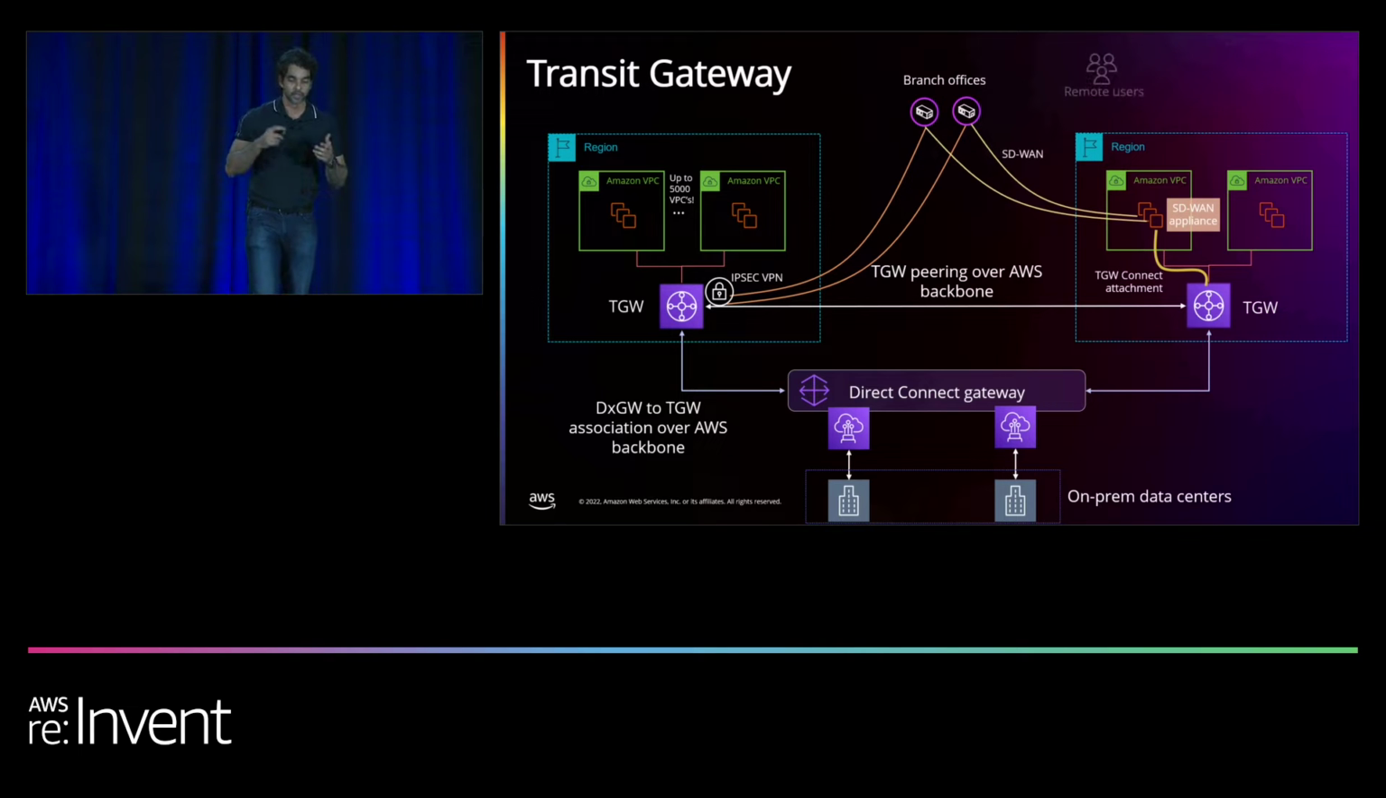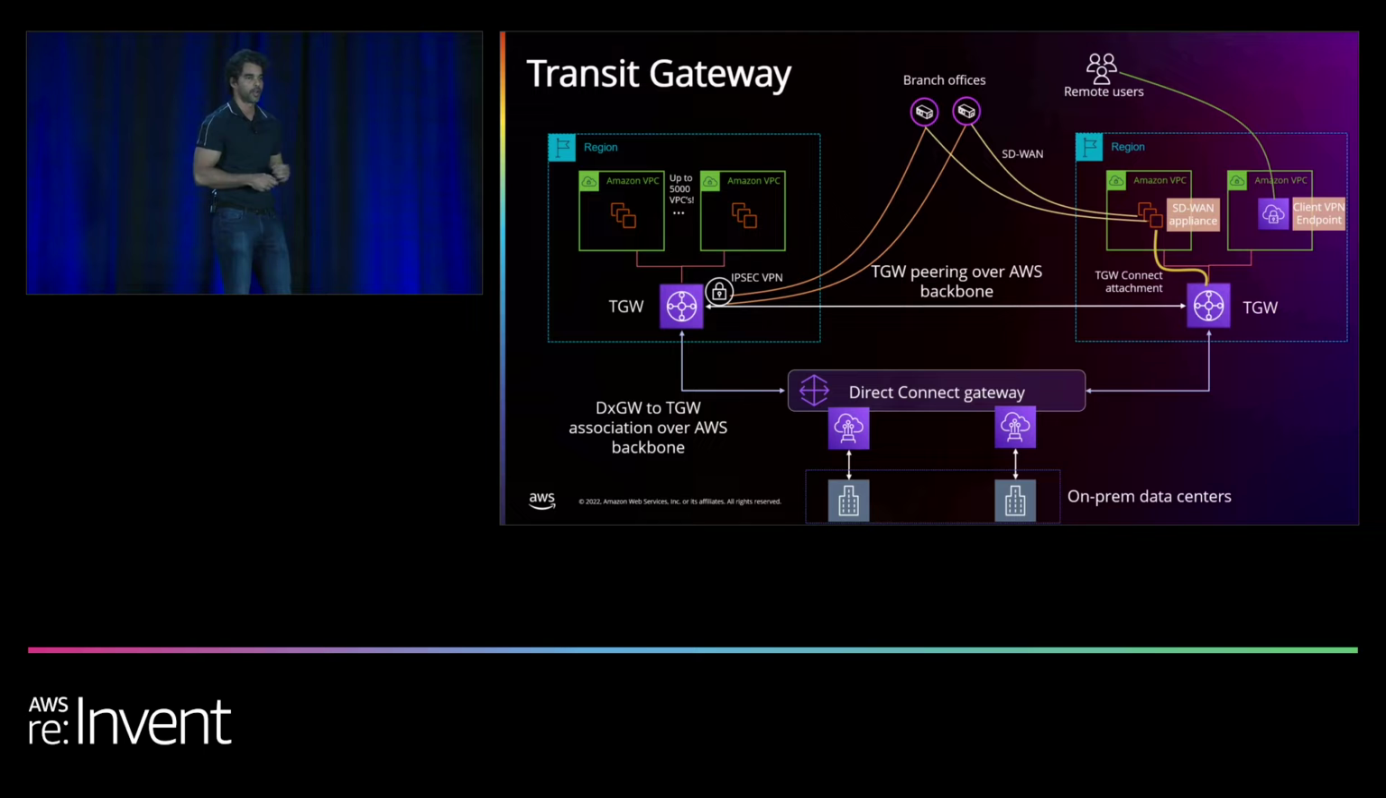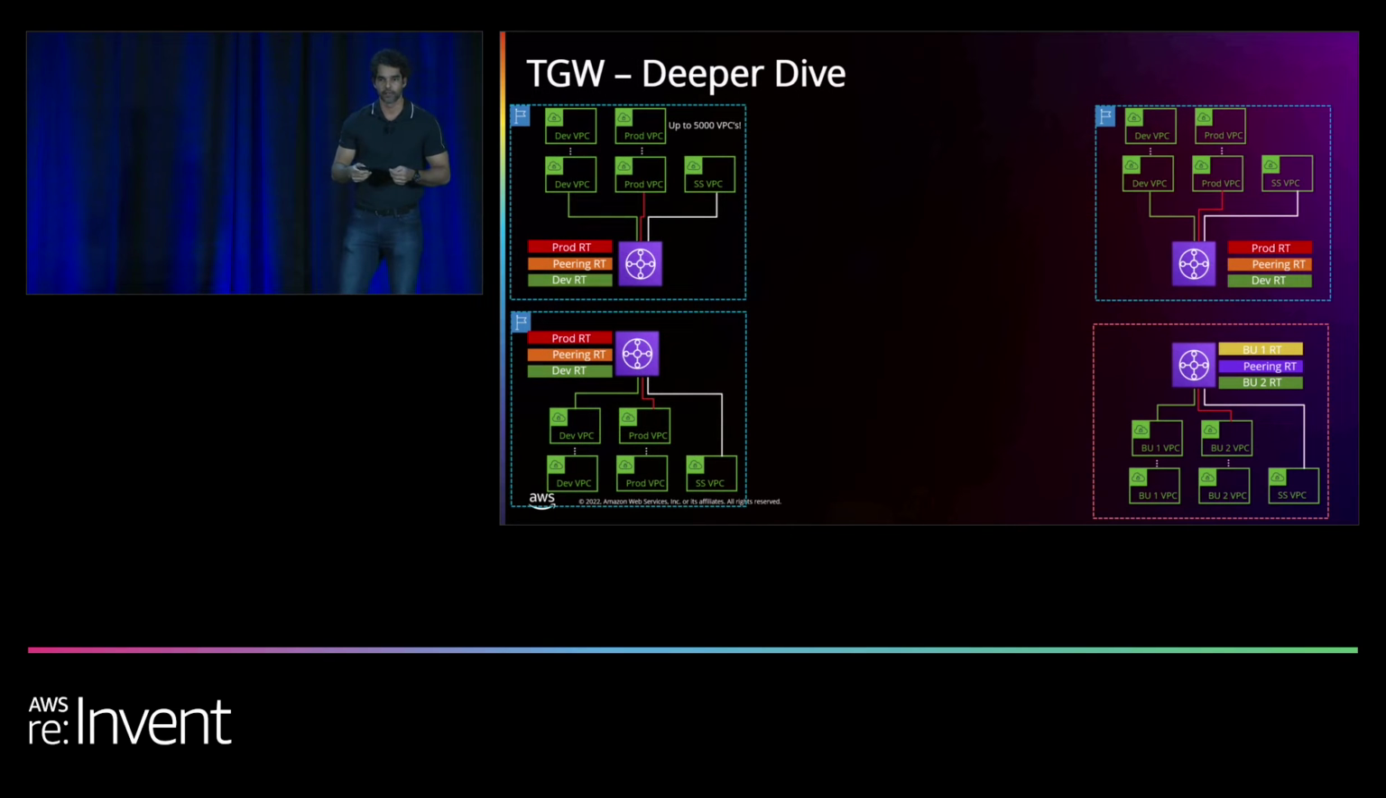And if you have remote users who want connectivity to this global infrastructure, they can do so by using client VPN endpoint. Now, Transit Gateway has routing segmentation. Transit Gateway supports transitive routing, and it also has unique features like multicast and private VPN. So far, so good. Now, let's look at a Transit Gateway design where you have multiple regions, multiple route tables.